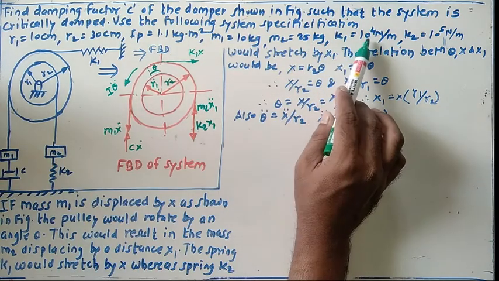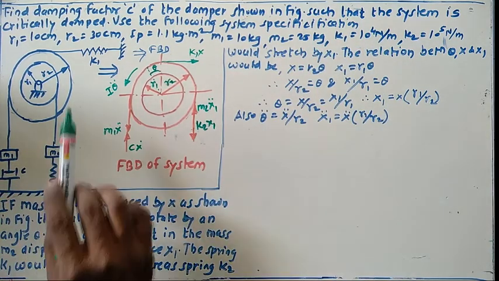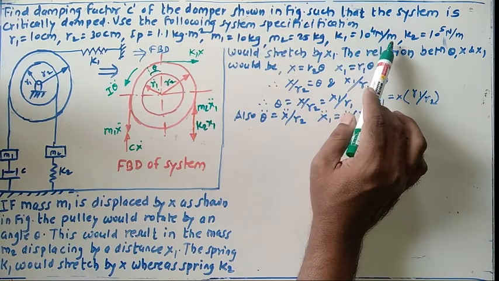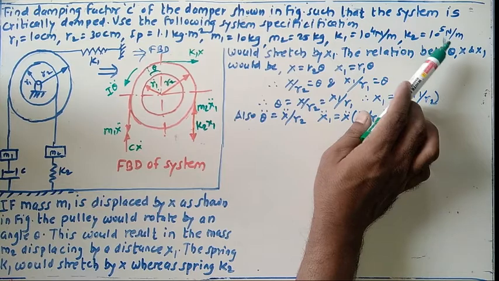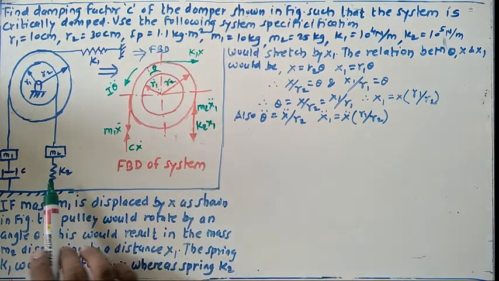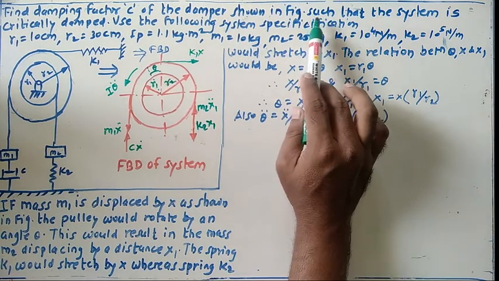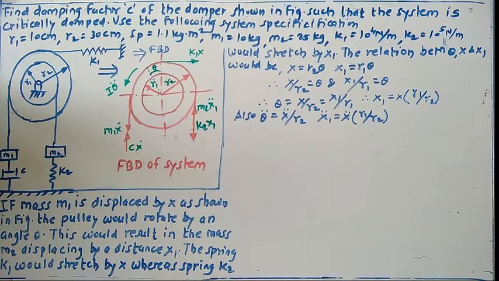K1, so the stiffness for this spring is given. K1 equals 10 raised to 4 Newton per meter. K2 equals 10 raised to 5 Newton per meter. Given that, our aim is to find out the value for this one, the damping coefficient C.